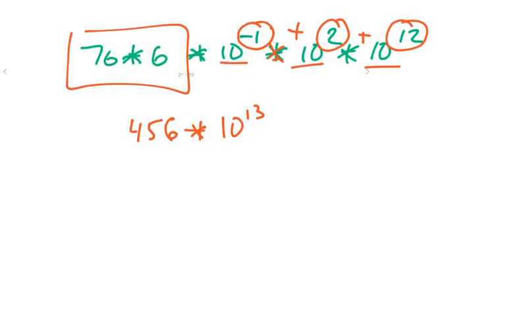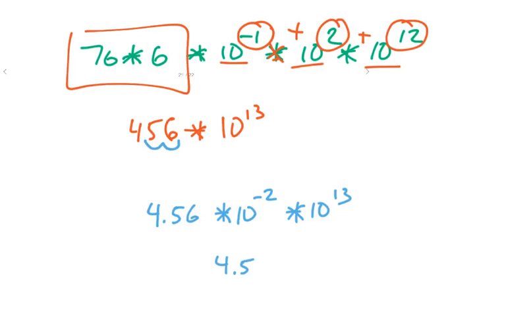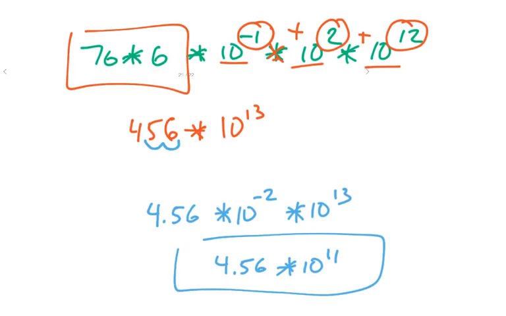Once more, this is not in scientific notation. So I need to move the decimal place over 2. Rewrite this as 4.56, which I hope is clear that you realize you multiply by negative 2. And there we have it.